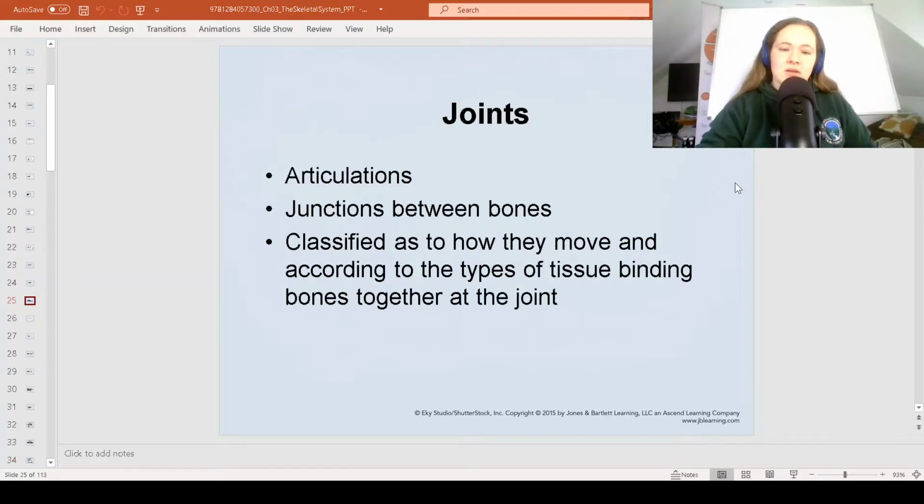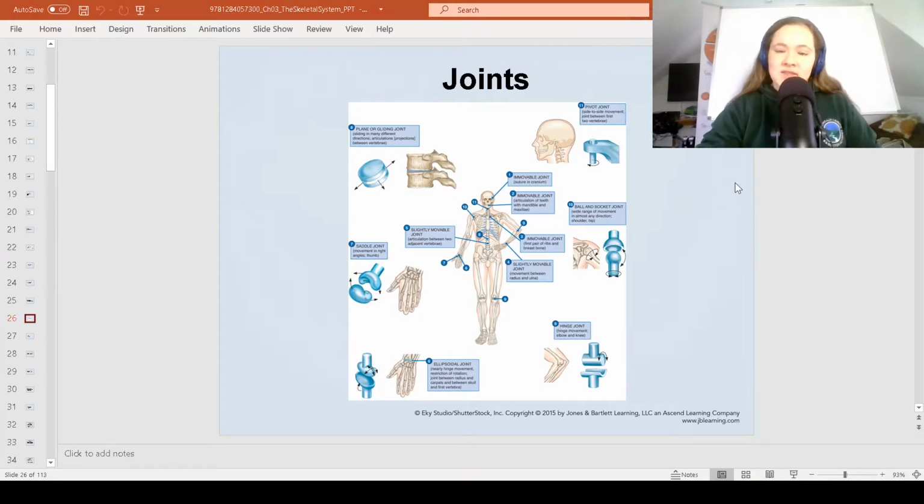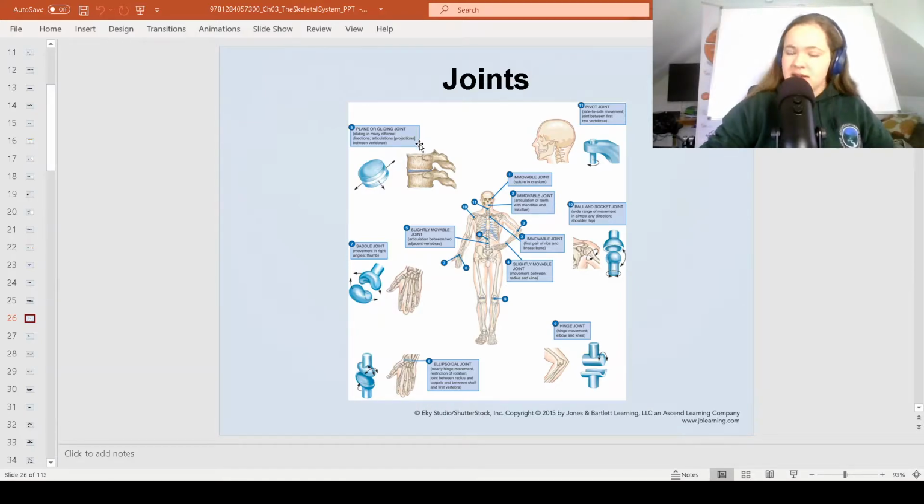Joints are articulations, junctions between bones, and are classified by how they move and according to the types of tissue binding the bones together. We can see here an entire picture of a bunch of joints. There's the planar gliding joint right here, shown between the vertebrae of the spine, which you might not think is a joint, actually. I've heard a lot of people say, "Oh, my spine hurts," and some say that's not a joint problem. Well, sometimes it is.